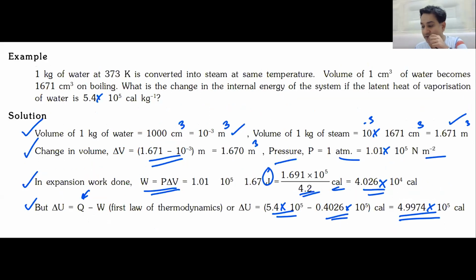Here is the entire question with the solution. Do you understand the concept? You find out the change in volume multiplied by pressure. That is the work done. Delta Q is delta U plus delta W. Delta Q is M into L, so delta U is ML minus the work done. The only thing is that something is given in SI unit, something in CGS unit. You just have to convert from joule to calorie or from calorie to joule. That is the entire thing.